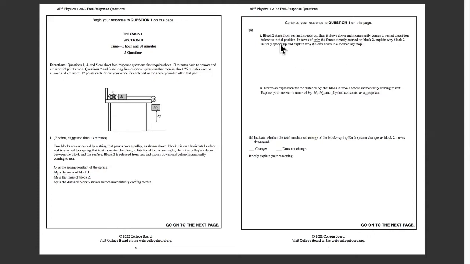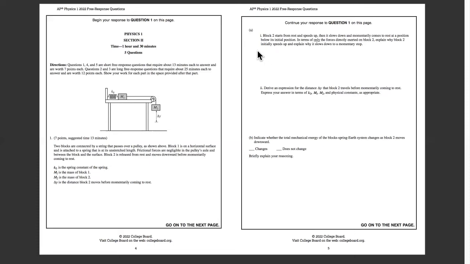Now, in terms of thinking about this question, this is kind of an interesting one because I could definitely describe it with forces of the entire system. As block 2 moves down, the spring force or the restoring force in the spring would cause block 1 to be pulled to the left. Therefore, it would pull block 2 back up as well. And so when it says only the forces directly exerted on block 2, we actually cannot talk directly about the spring force.